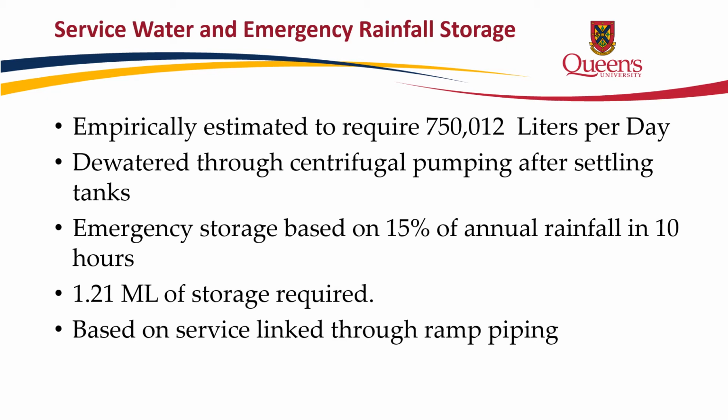To ensure the safety of the operation in case of an unprecedented storm, we will account for emergency water storage that would be needed by using 15% of the yearly precipitation arriving in one day. This means you would need 1.21 megaliters of storage, and it will be linked to underground via ramp piping.